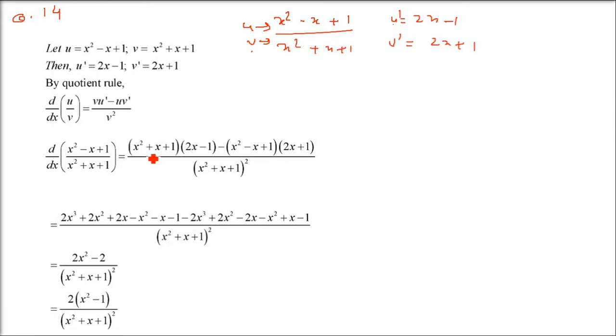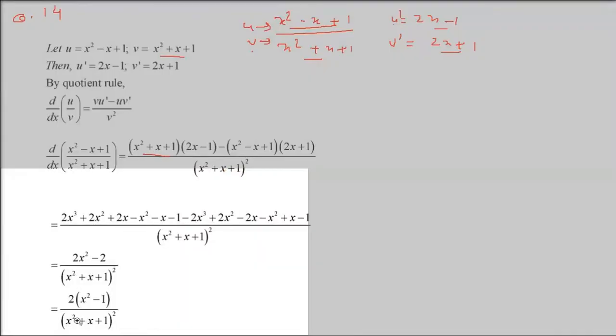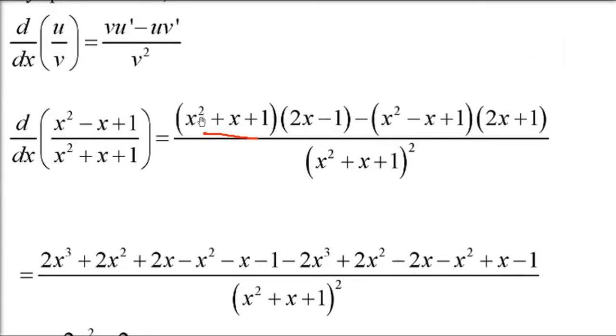So now let us multiply v with u dash, multiply these two, and then u and v dash. Actually it's a cross multiplication with a negative sign. You can remember it like this. And the denominator we have of course v square, so you can just take this and square. Now please multiply. Each and every term you have to multiply.